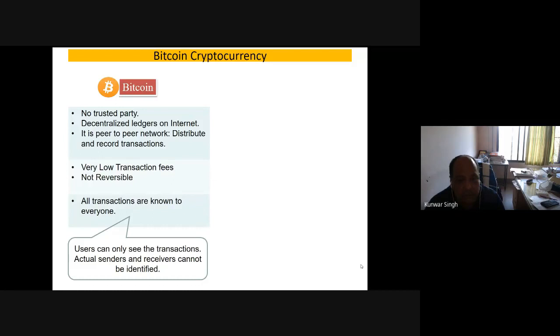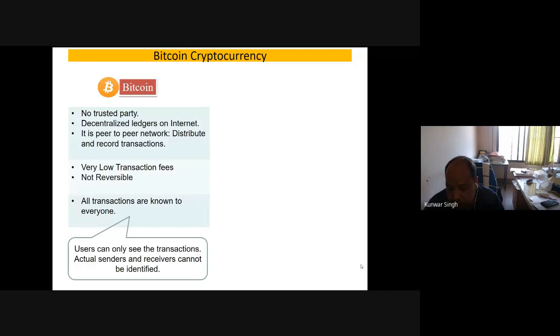The transaction fee is very low here. You might have experienced, suppose you want to pay, let's say, 40,000 to a conference. You might have seen that the charges will be around 3 to 4K out of 40,000. Here the transaction fee will be very small, almost negligible.